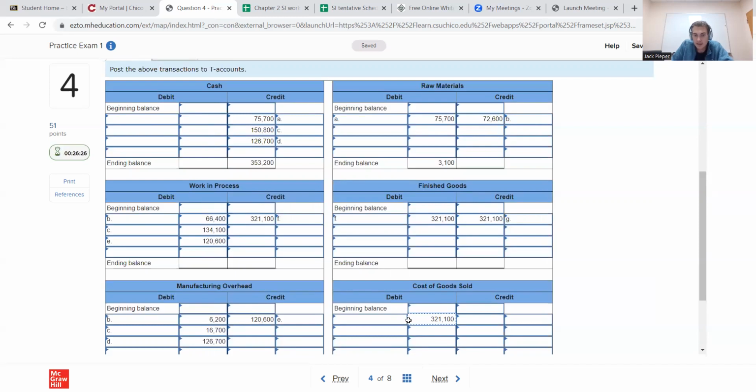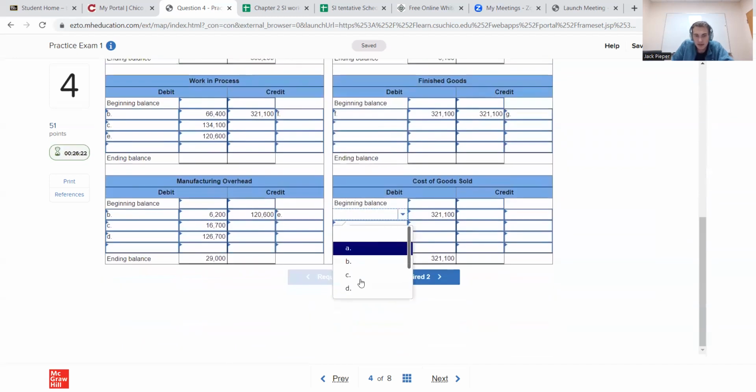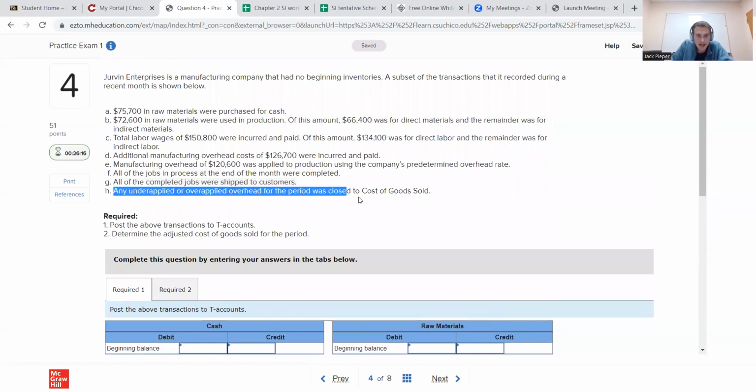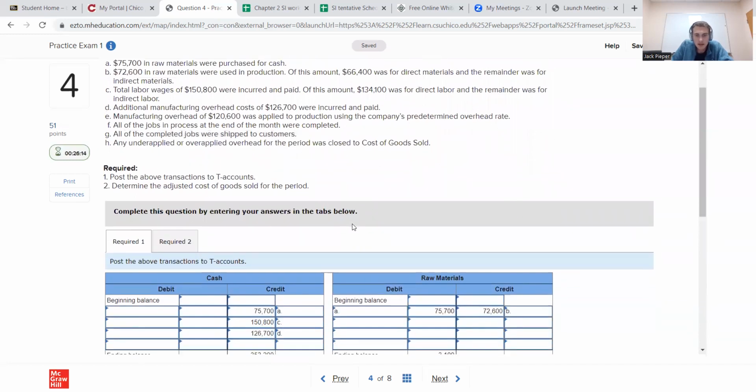So we're accounting for costs. So every time we buy something or put dollars into something, we have to account for that cost, because ultimately that's a cost that we have to assign to the product. All right. Any underapplied or overapplied overhead was closed to the cost of goods sold. This is really fun if you know what you're doing.